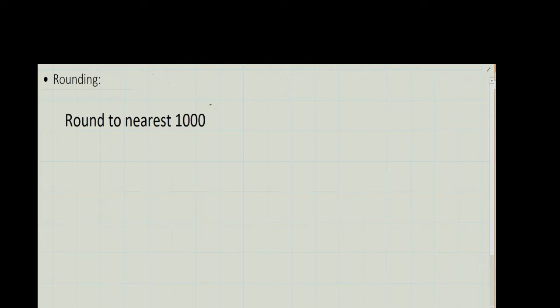I have 7,465. If I understand straight away that my answer can be one of 2 options, I'm in a really good position to keep going. Now I know that I'm rounding off to the nearest 1,000. My 1,000 is over here, 7. I know that my answer is either going to be 7,000 or it's going to round up to 8,000. Let's have a look, shall we?